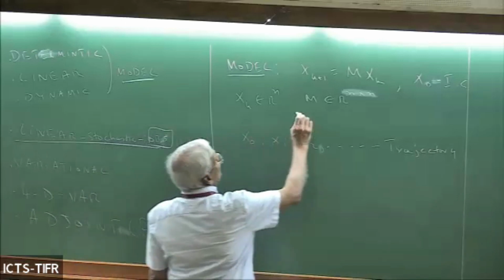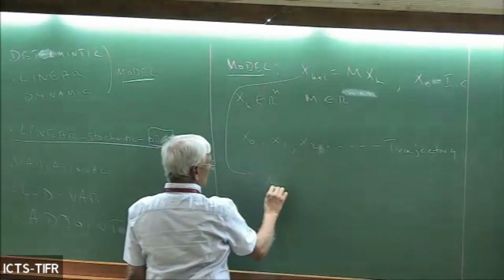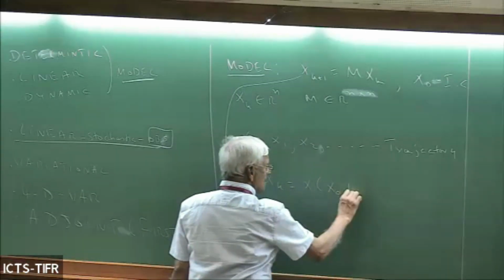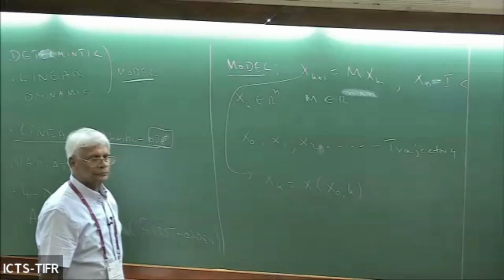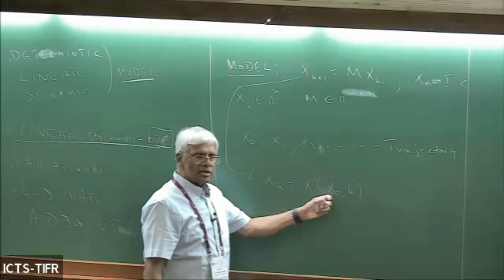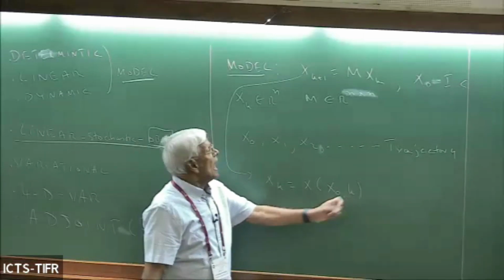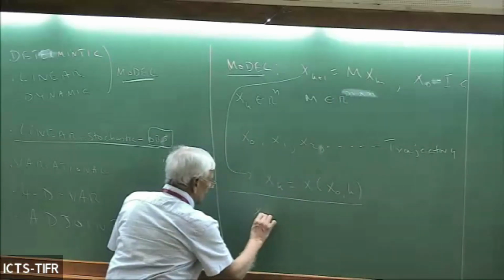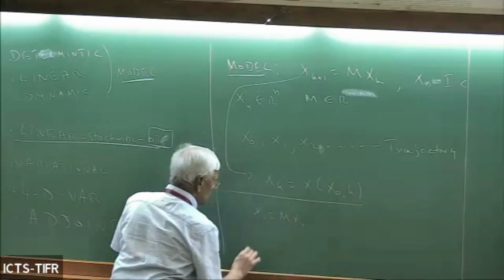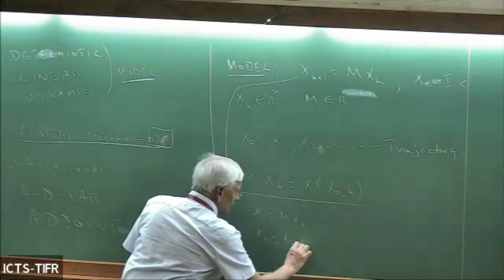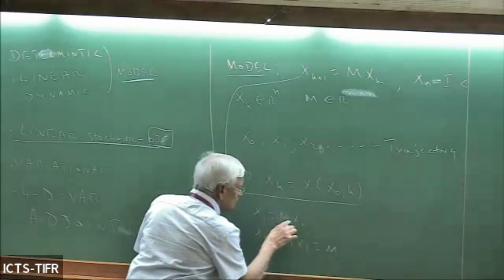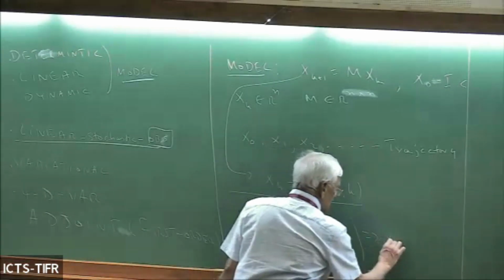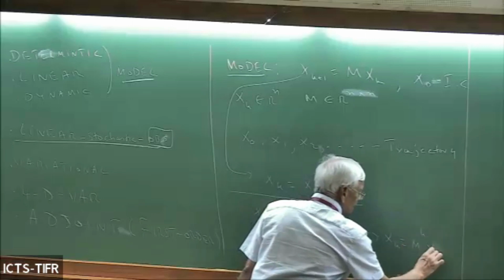The solution for this equation can be written as x of k. In general, x of k is a function of x naught and k. The solution depends on the initial condition and time. And if the model is given like this, let's write that model now. X1 is equal to M of x naught. X2 is equal to M of x1, which is equal to M times M of x naught, which is M square x naught. From here, you can easily see xk is M to the power of k x naught.